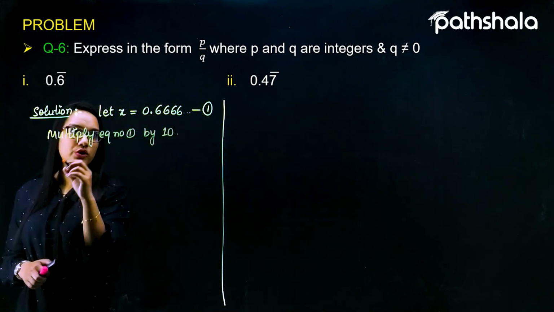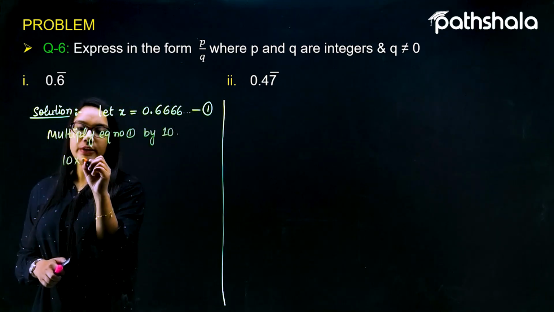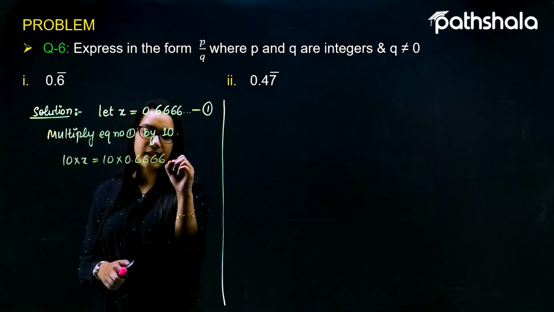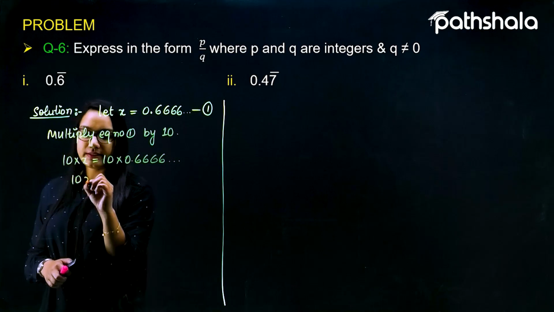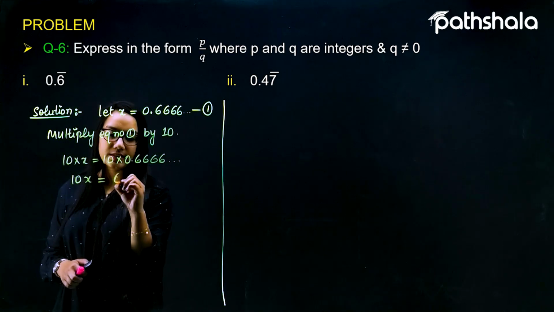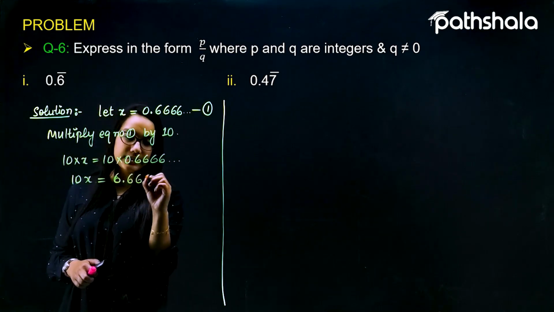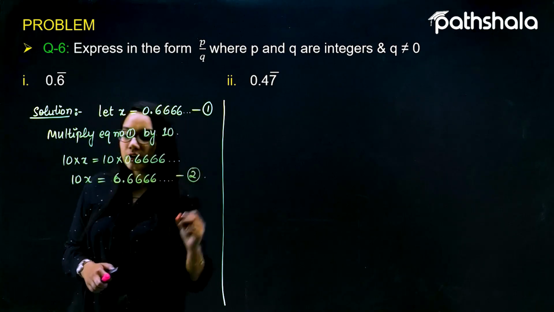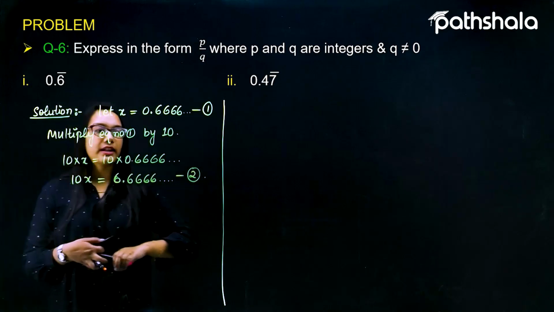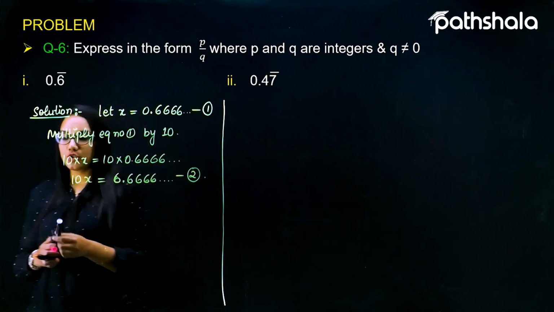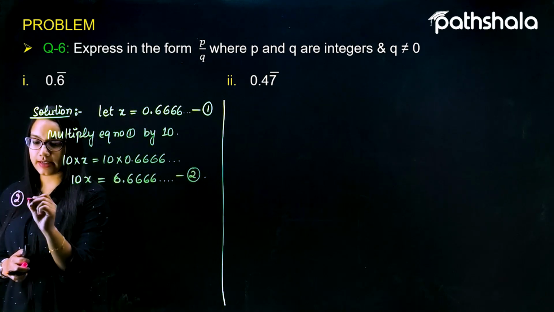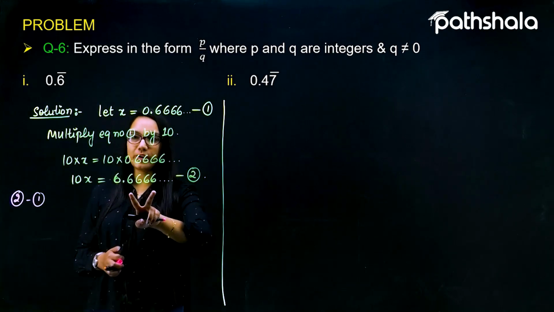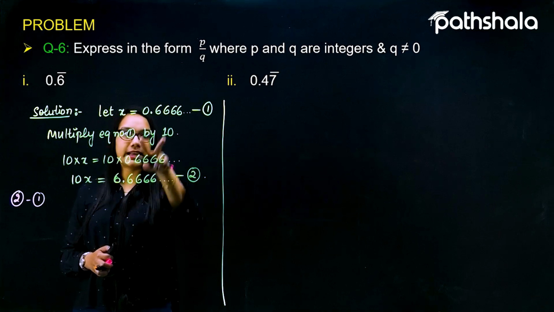After multiplying equation number 1 by 10, it will be 10 into x, which is equal to 10 into 0.6666 and so on. So 10x is equal to 6.6666 and so on. This is equation number 2. The next step is that we have to subtract the first equation from the second equation, that is 2 minus 1.